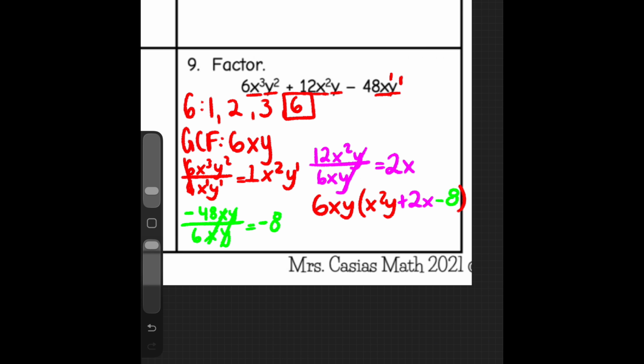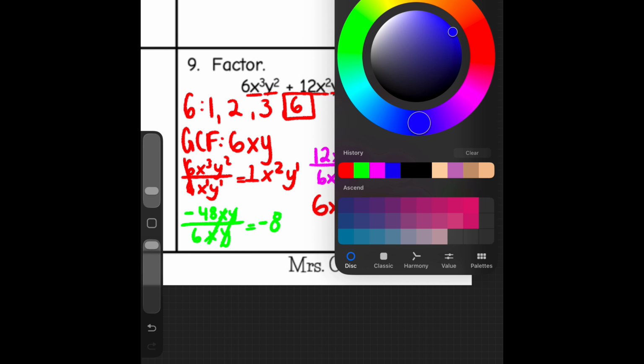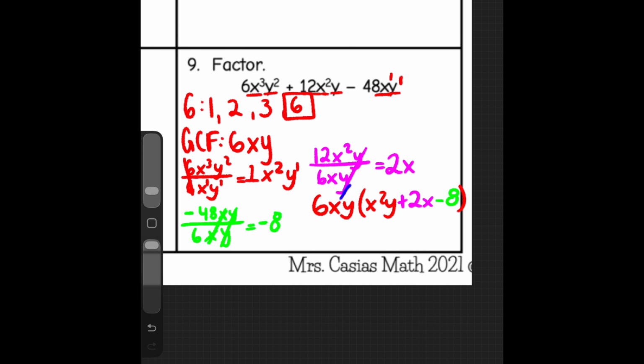Okay, now we can check our work. 6xy times x squared y equals 6x to the third, y to the second. 6xy times 2x is plus 12x squared y. 6xy times negative 8 is minus 48xy.